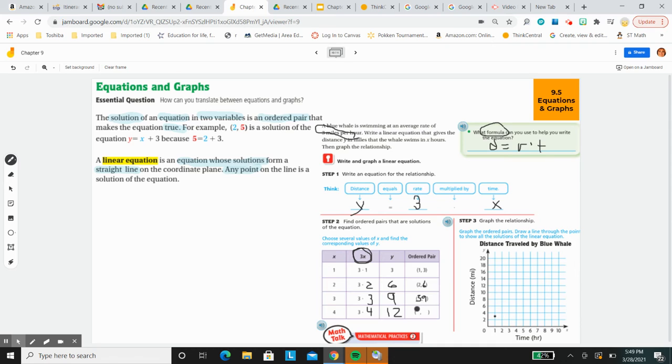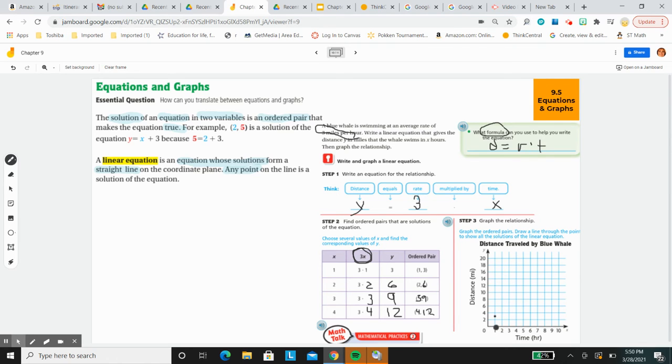This is a 4 for my x value, or for my x coordinate. And then I'm going to have a 12 right here for my y variable. Okay. Now, once I've got my ordered pairs, I can graph this relationship.